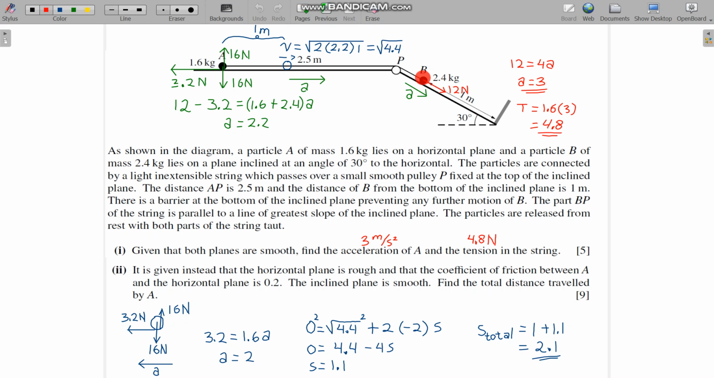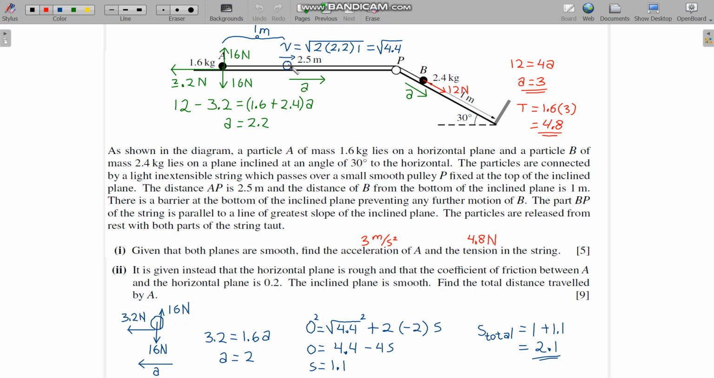So after this object B is moving 1 meter down the slope, that means object A is also moving 1 meter to the right because the string is inextensible, same distance traveled. So after traveling for 1 meter, we use SUVAT, v squared equals u squared plus 2as. The u is 0, so this is just the square root of 2as. The a is 2.2, the s is 1. We get the velocity here after traveling 1 meter.